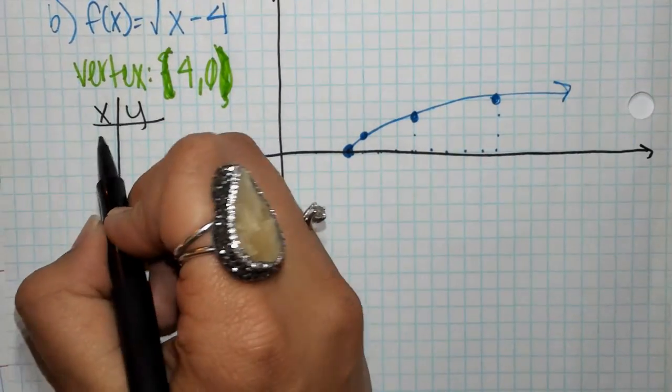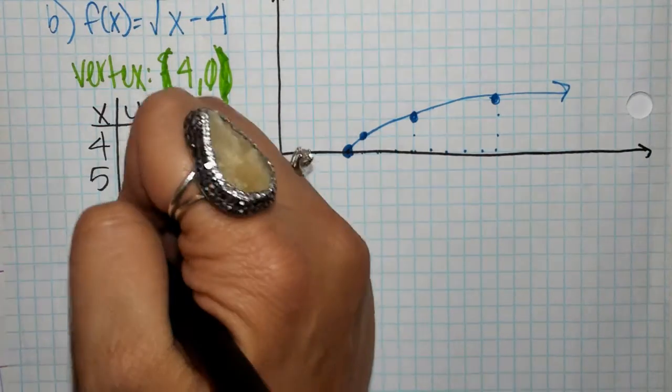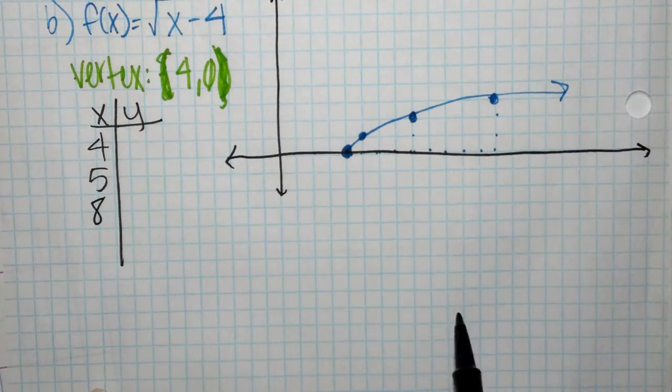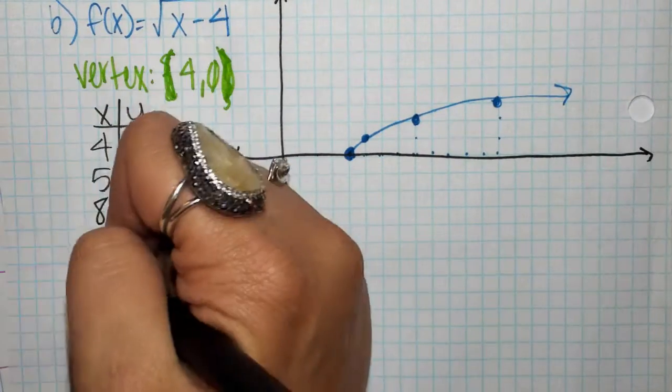So I would start at 4, and then I would go to 5, and then I need my next perfect square to be 4, so I would go to 8, and then I need it to be 9, so I would use, what, 13? 13 minus 4 is 9?